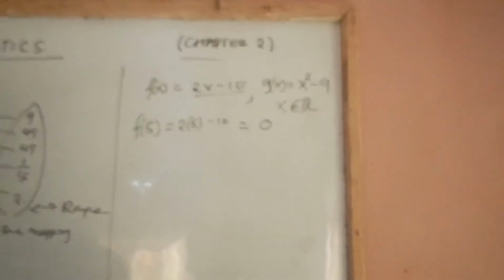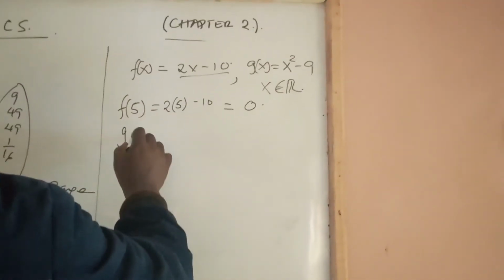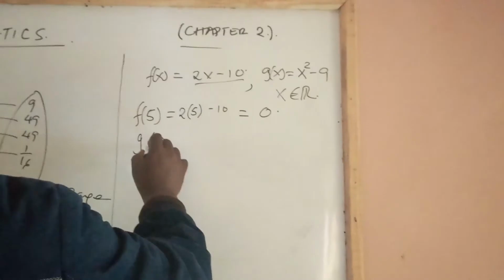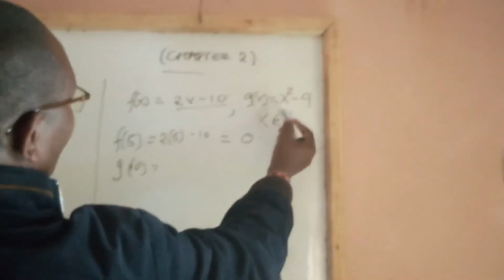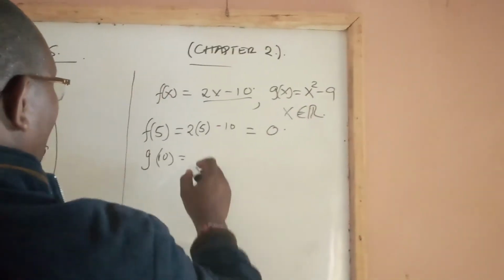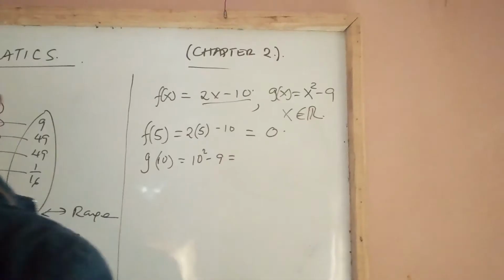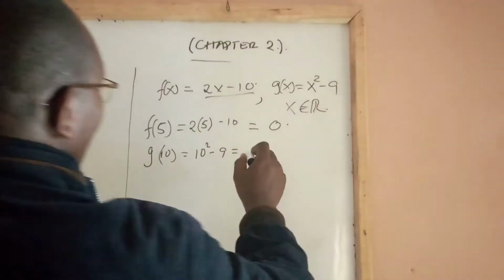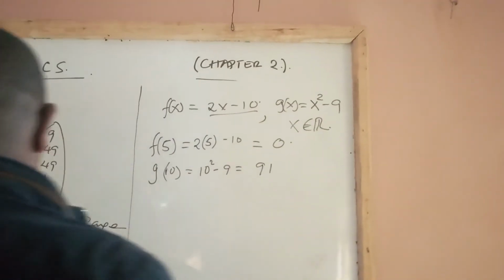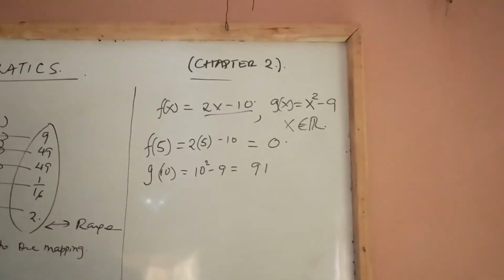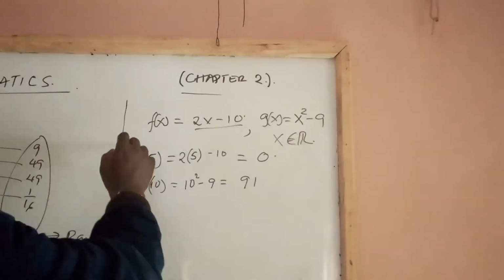But what is g(10)? Let's see. g(10) has to go through this process. 10 has to go through this process. That means 10 squared minus 9. And of course, that is 100 minus 9, giving us 91. That was part A.